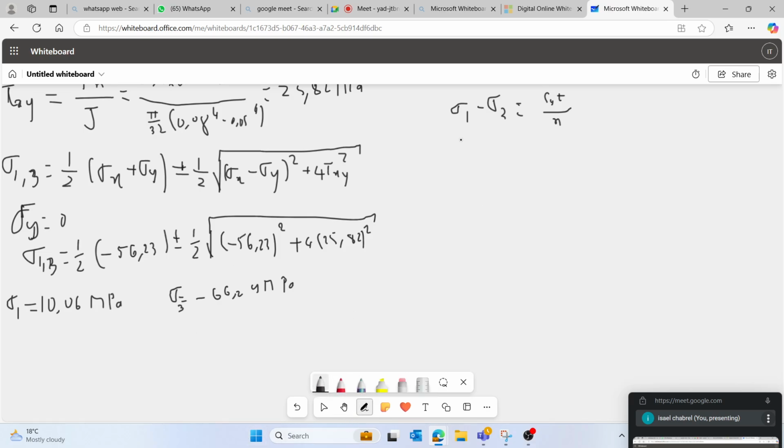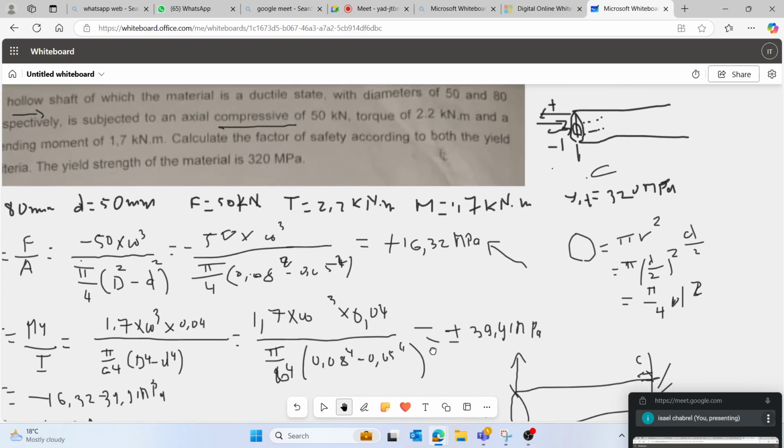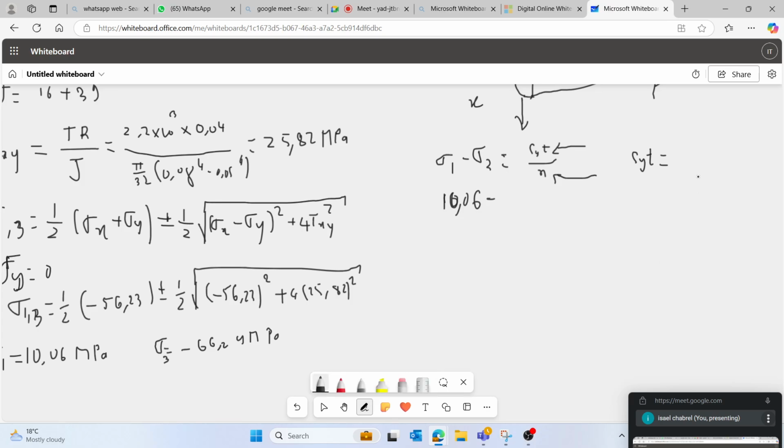Now, what is rho 1? Rho 1 is 10.06 minus of the formula. You said they will either give us the factor of safety or the what? It's either you will solve for the yield strength or for the factor of safety. If you are given the yield strength, in this case it's given to us, I think it's 320, therefore we solve for N. Or in other cases, you can be given N and you solve for yield strength. These are the two possibilities, Mr. Kevin. Is it fine, my brother?